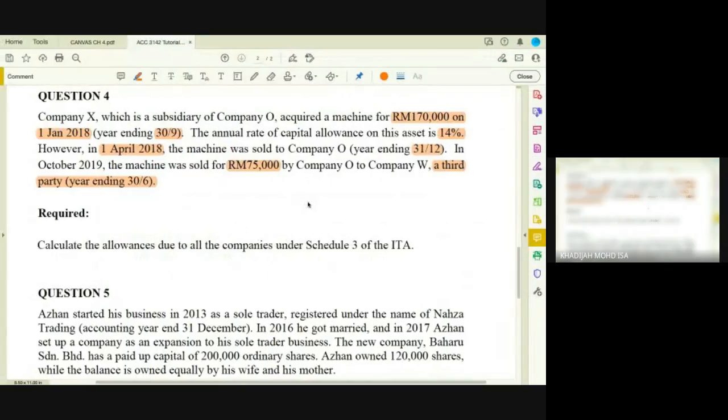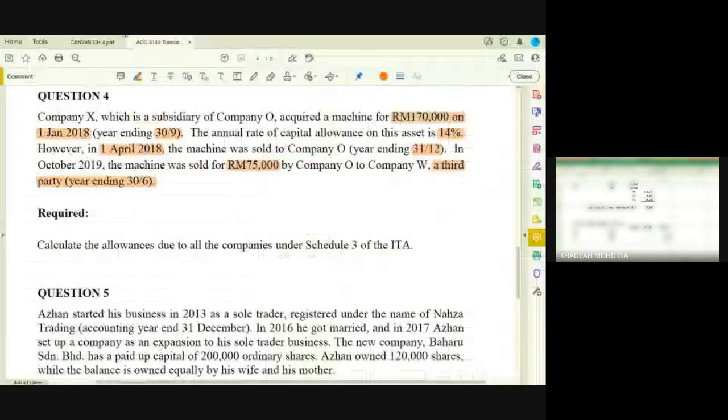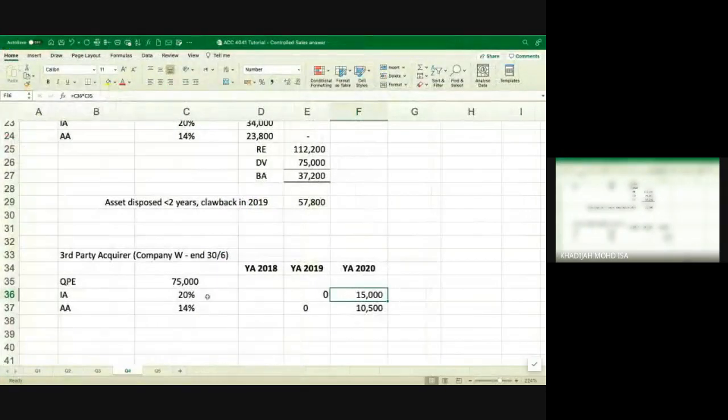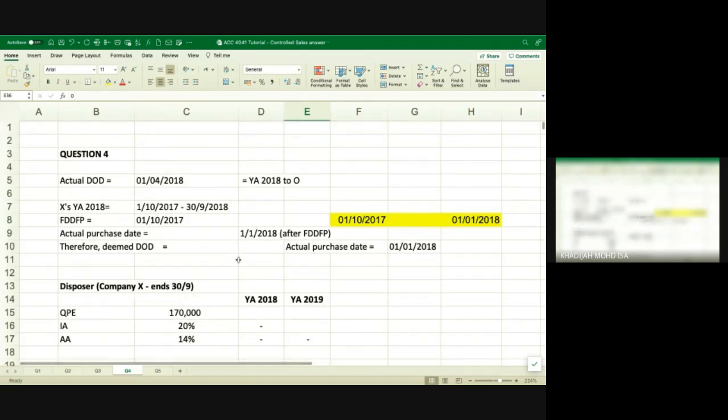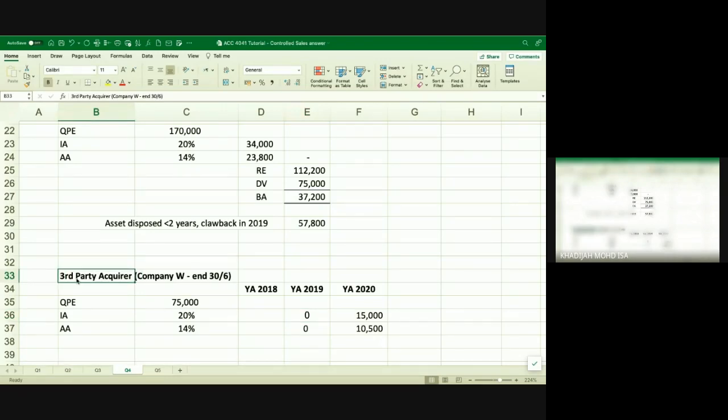All right. To the third party, now we have company W, a third party. Year end is 30th of June, acquired in October 2019. So in October 2019, to W Sdn Bhd, that is YA 2020 because W's year end is 30th of June 2020. So YA 2020, W cannot claim anything in YA 2019, zero. Right? Because why? You have not purchased any asset in YA 2019. You are not entitled, but in YA 2020, based on your consideration paid of 75,000, then you're going to claim 20% and 14%, and that is only in YA 2020. Yeah. So that is when you have a disposal between related companies, between X and O, then from O to W is a third party transfer.